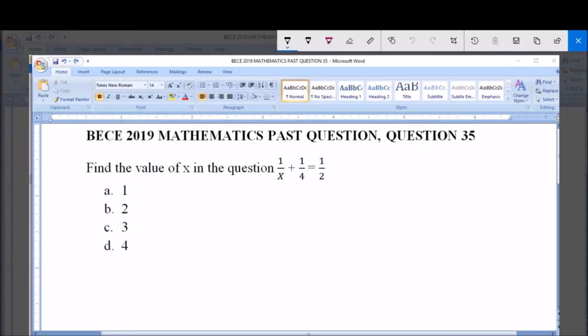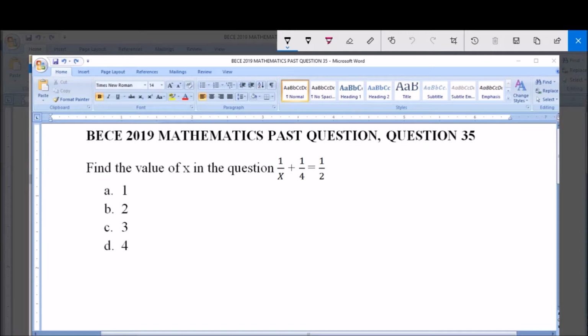Good day and welcome. Today we're going to be dealing with BECE 2019 Mathematics past question 35. Find the value of x in the equation 1 over x plus 1 over 4 is equal to 1 over 2. A 1, B 2, C 3 and D 4.